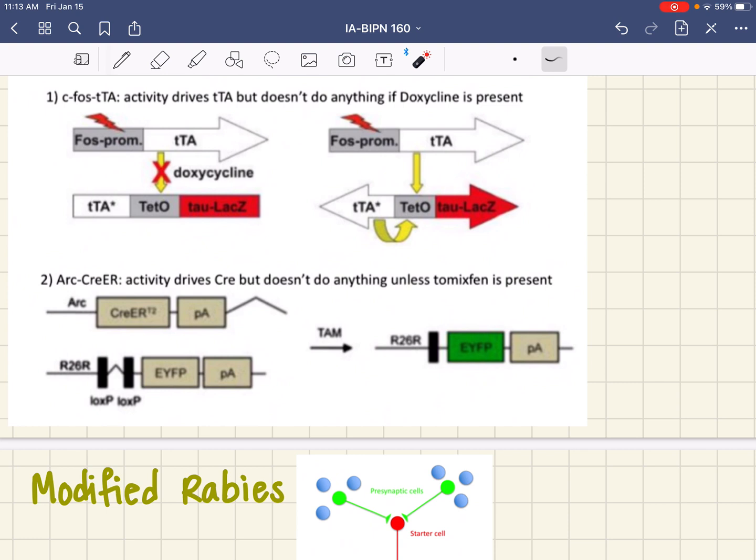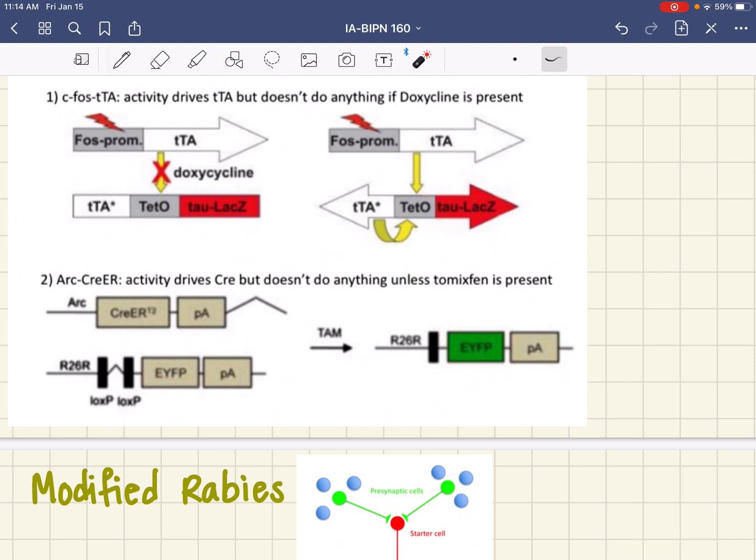Now, when the immediate early gene promoter ARC drives the expression of CRE-ER upon neuronal activity, CRE-ER is formed. However, CRE is attached to ER, so we need to add tamoxifen to dissociate CRE from ER. Now that CRE is free in the nucleus, CRE goes ahead and sees these LOX-P sites and attaches to them and takes out this stop sequence. Once that stop sequence is taken out, then the promoter can easily drive the expression of this fluorescent protein. So you see now it's green.